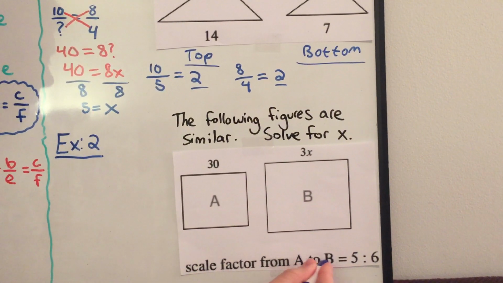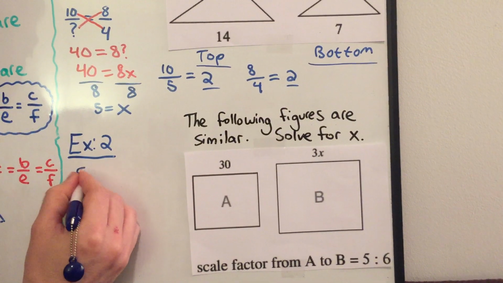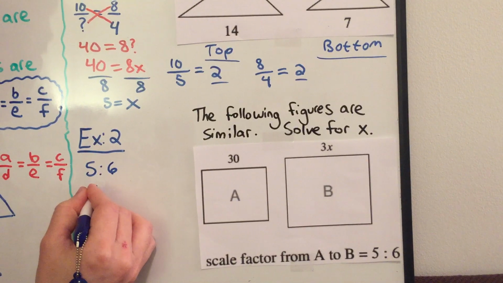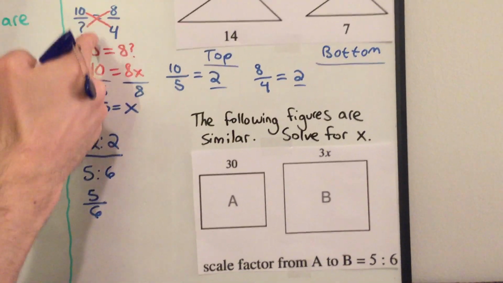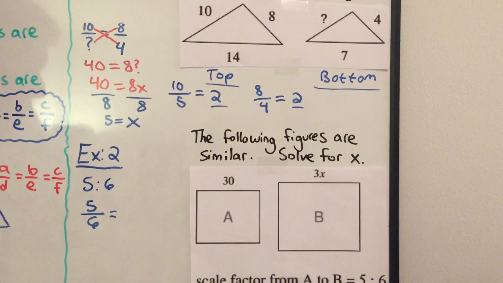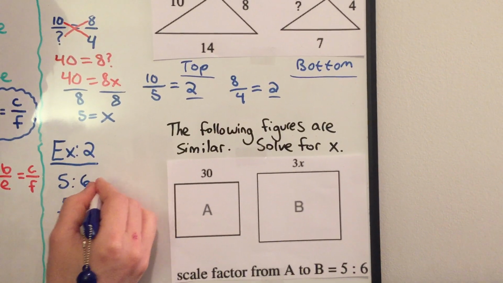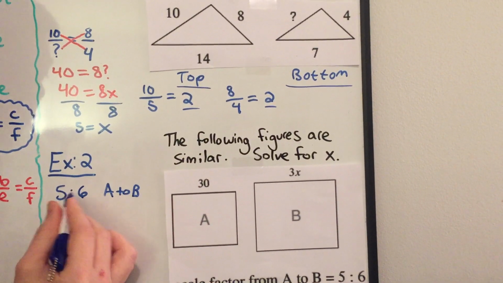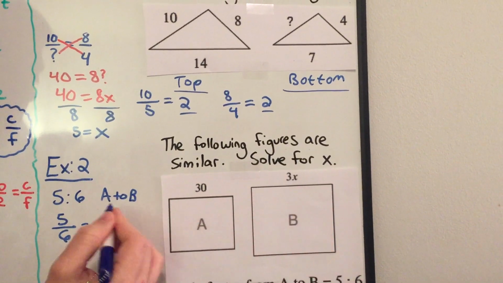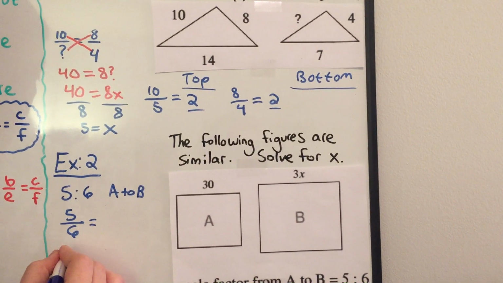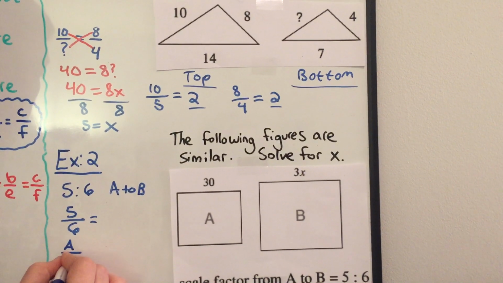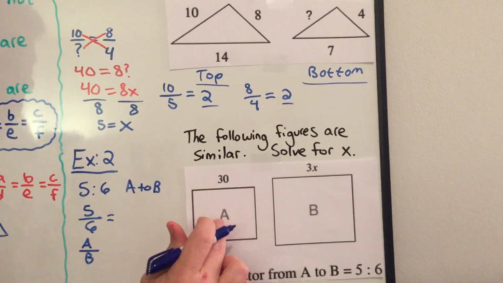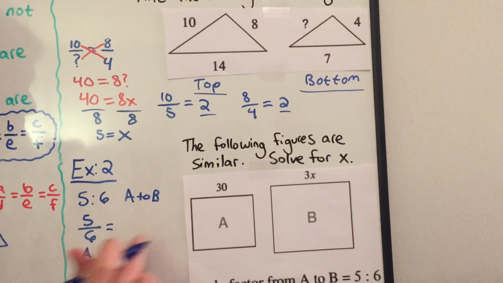The scale factor from A to B. What this means, they wrote A to B like this. I could rewrite that as a fraction as 5 over 6, which is what we need. We need a fraction, correct? But now notice they said from A to B. 5 was on the A side, 6 was on the B side. So what this is saying is we need A on top and B on the bottom. So A becomes our top one and B becomes our bottom one.